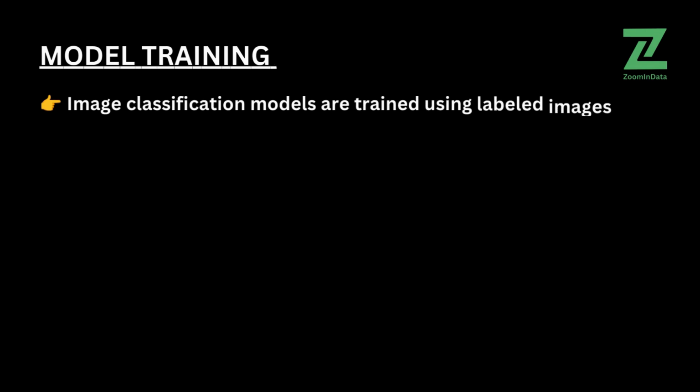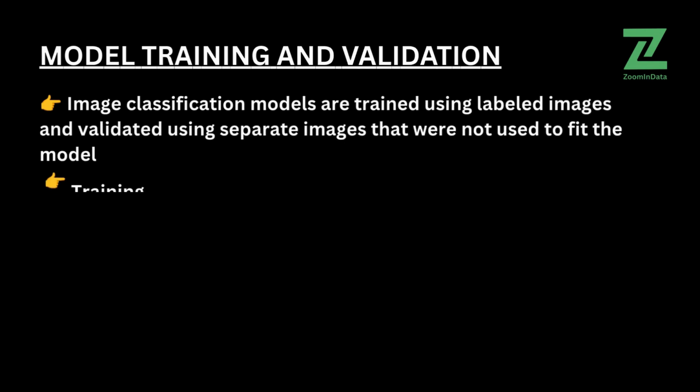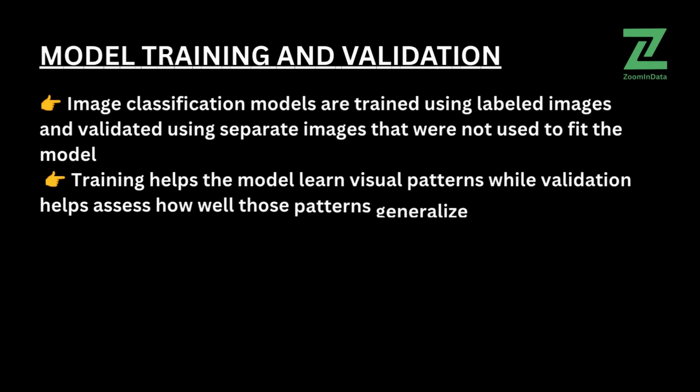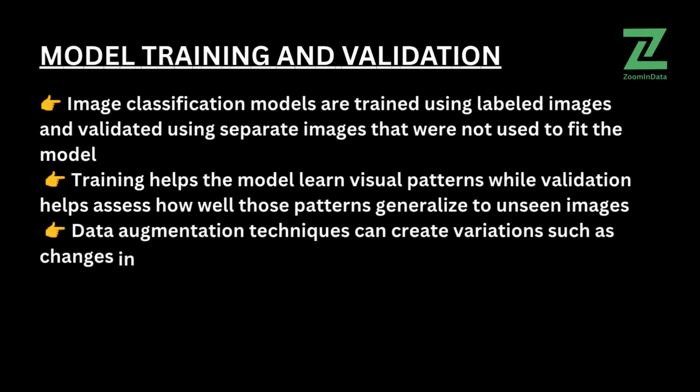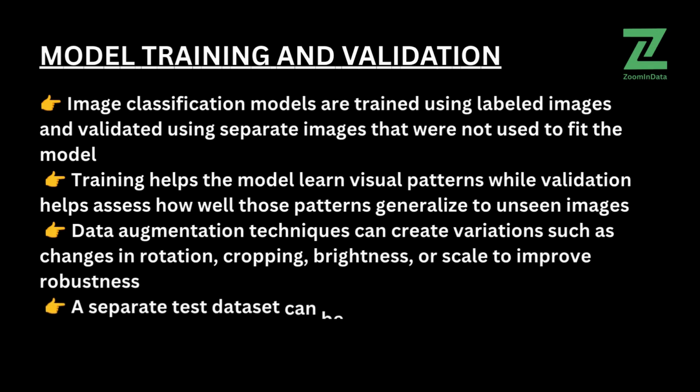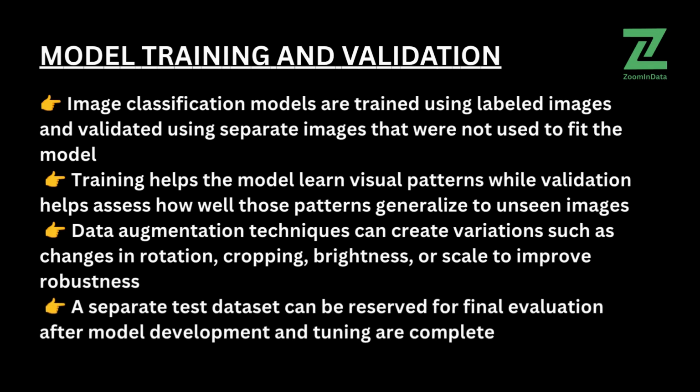Image classification models are trained using labeled images and validated using separate images that were not used to fit the model. Training helps the model learn visual patterns while validation helps assess how well those patterns generalize to unseen images. Data augmentation techniques can create variations such as changes in rotation, cropping, brightness, or scale to improve robustness. A separate test dataset can be reserved for final evaluation after model development and tuning are complete.